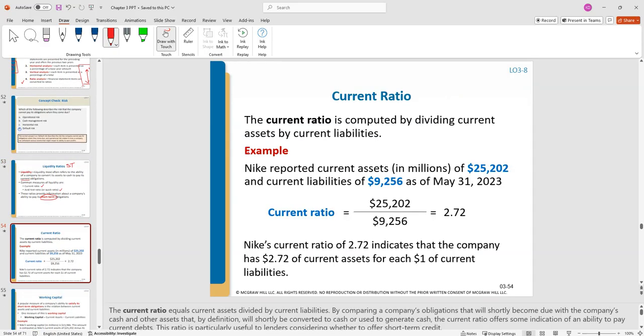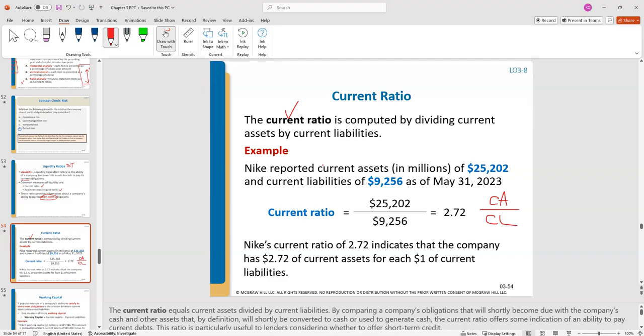Let's start with the current ratio, right? So the current ratio essentially is going to be your current assets over your current liabilities. Typically with the current ratio, if it's greater than 1, that shows that we can pay that short-term debt, so that's a good thing. But you don't want it to be too high, because then maybe you're not using your current assets as wisely as you could.